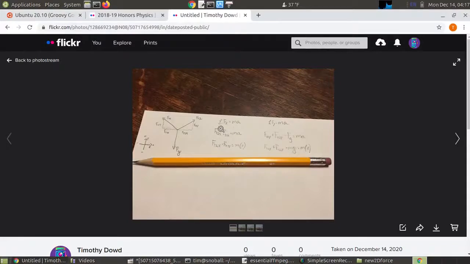We just do sigma F equals ma, like we always have, but we do it twice. Notice I have sigma Fx equals ma, and sigma Fy equals ma. Sigma Fx means we're going to add up all the left-right forces. Sigma Fy means we're going to add up all the up-down forces. And we'll follow the Vegas rule: what happens in x stays in x, what happens in y stays in y.